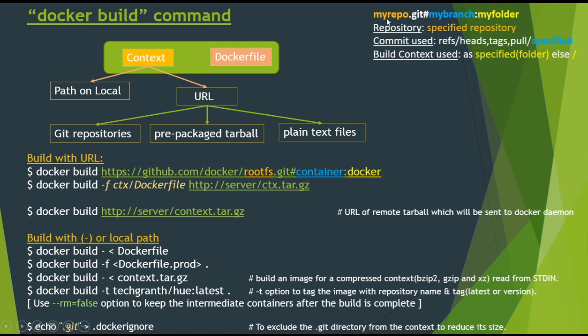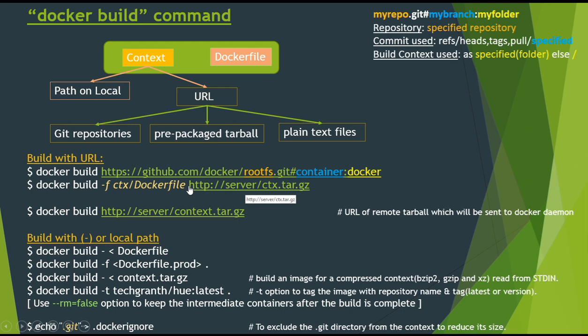If you have name like this my repo.git and my branch colon my folder, so here my repo will be specified repository which we are going to use. My branch will be commit used, right? That can be reference heads, it will be written as reference slash either heads or tags or pulls, and then specified whichever we want to use. Then we have build context, which folder we want to use. If we will not define, then it will use a root as the build context folder.